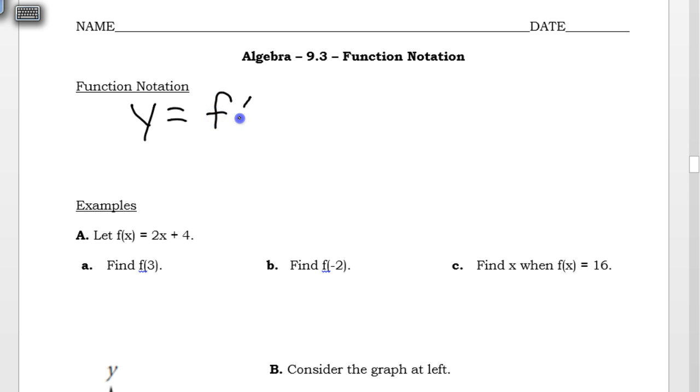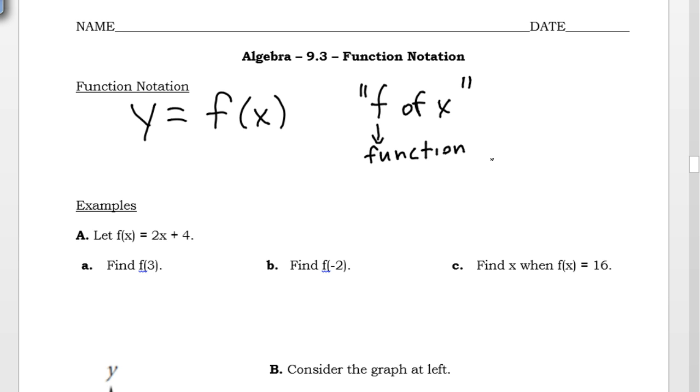Function notation instead is going to have us say f of x, which literally means y is a function of x. And what that does is it's just kind of a shorter notation that whatever is in the parentheses is an x, whatever f of x equals is a y.